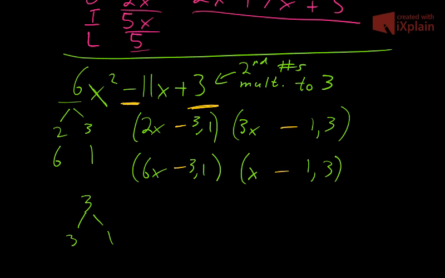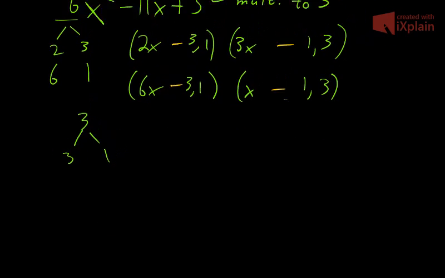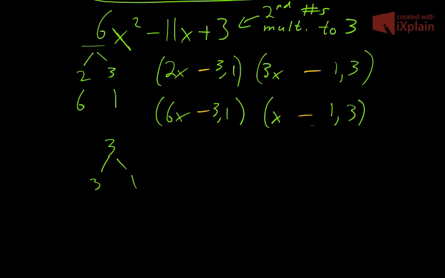So I figured out a good chunk of this. I'm either going to have 2x minus something and 3x minus something, or I'm going to have 6x minus something and x minus something. Let me erase all these marks I've been using so you can get a better look at this. So right now, I have that either I'm going to have 2x minus 3 times 3x minus 1, 2x minus 1 times 3x minus 3, 6x minus 3, x minus 1, or 6x minus 1, x minus 3.